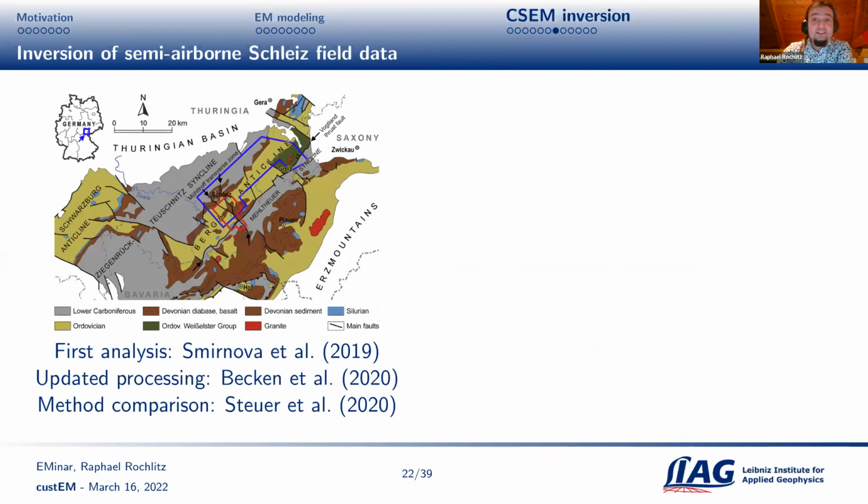Now let's come to a real data example. This is from the Schleiz area. So we conducted many surveys in this area in Germany, which is the Berger anticline. So we have different Ordovician, Silurian, and Carboniferous rocks here, with lots of faults and folds. So this is a quite complex geological area, and we did semi-airborne measurements in this red area here in the years of 2016 and 17.